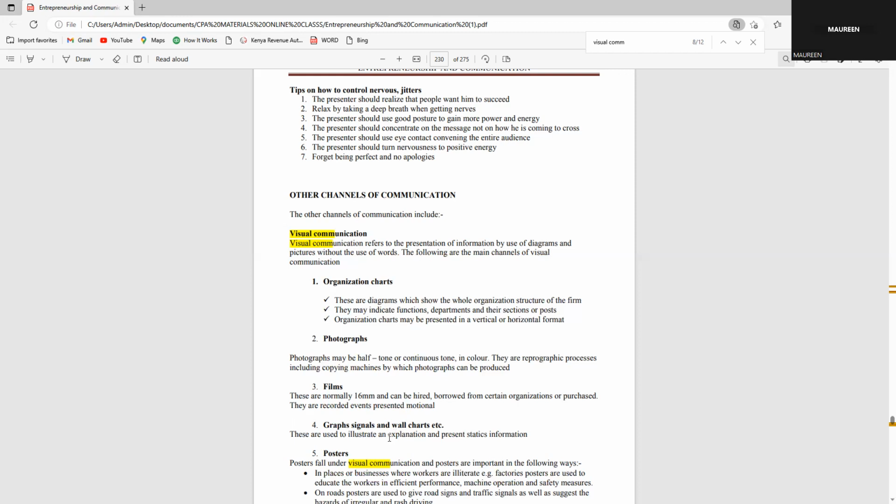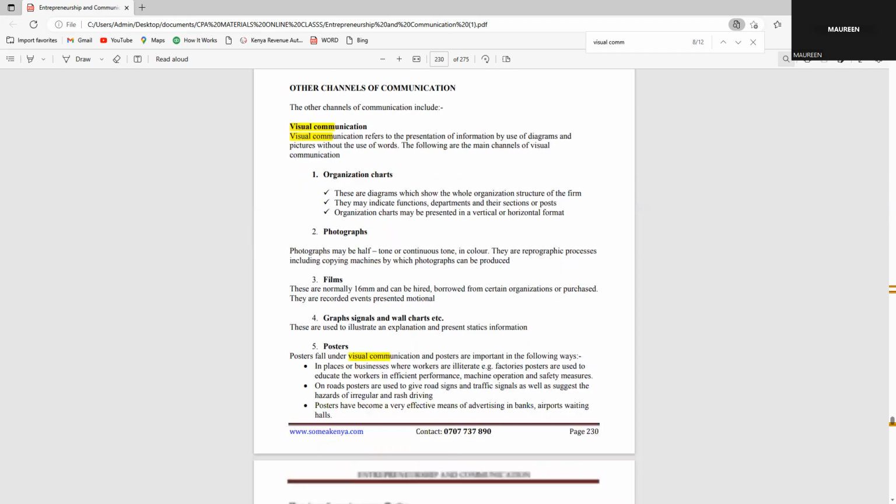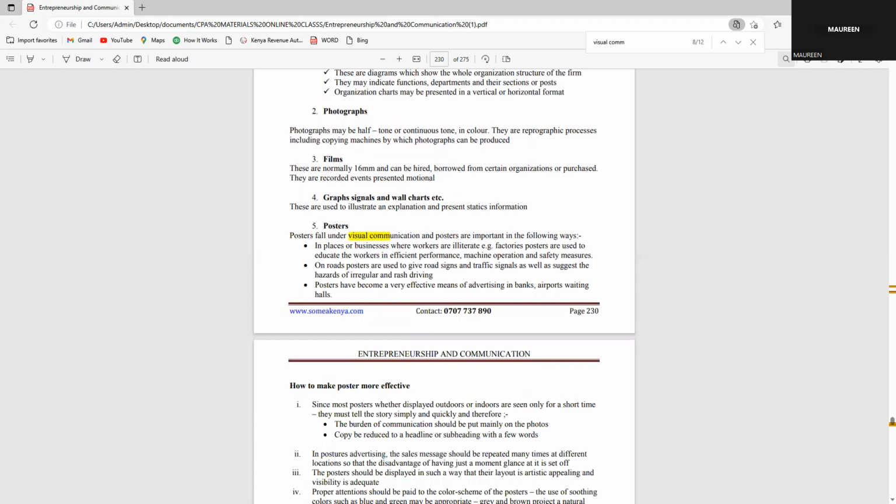Then we have graphic signals and wall charts. I think this is very self-explanatory. We have posters, which also fall under visual communication, and posters are important in the following ways. These are the benefits of posters. The first one: in places or businesses where workers are illiterate. It helps people who are not literate to understand the information, because if they are not able to read and write, these posters can illustrate it. That is one of the advantages.